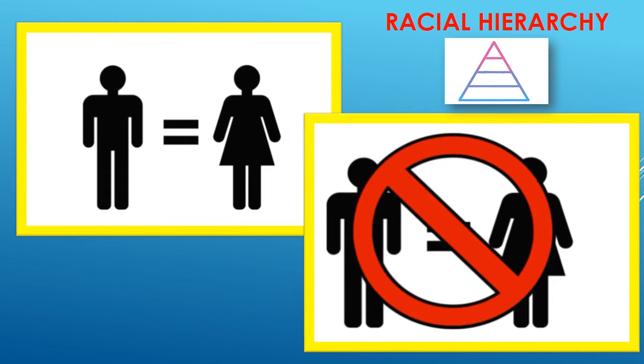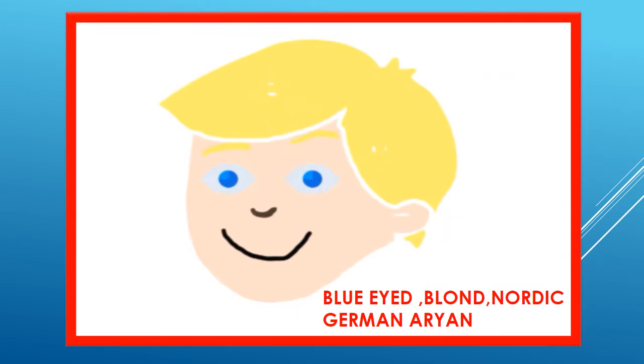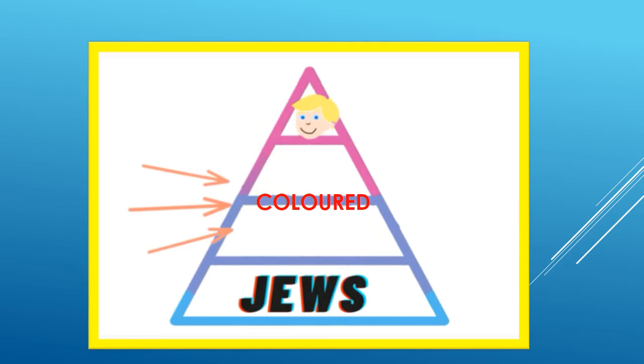According to the Nazi ideology, there was no equality between people, but only a racial hierarchy. Now in this racial hierarchy, the blonde, blue-eyed, Nordic, German, Aryan were placed at the top of the ladder. You can see this figure that I've shown you. This boy has blue eyes and golden hair, which is called blonde.